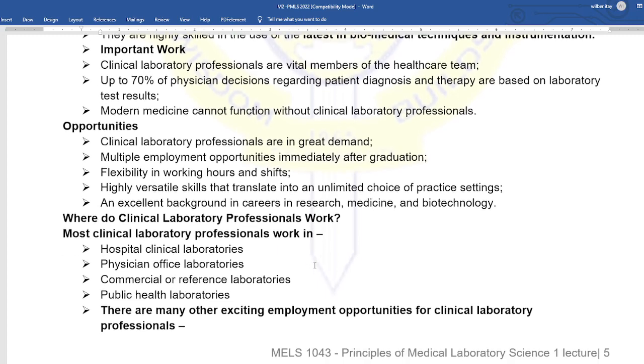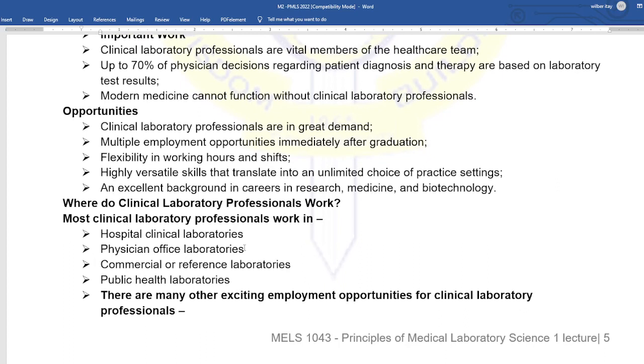So where do clinical laboratory professionals work? Sa hospital clinical laboratories. Of course, as medical technologists, this is the most common. In physicians' office laboratories, okay? Kasi there are clinics that they have their own laboratories also. Commercial or reference laboratories. What do you mean by commercial or reference laboratories? They do the reference test, more advanced. These are the more advanced laboratories.